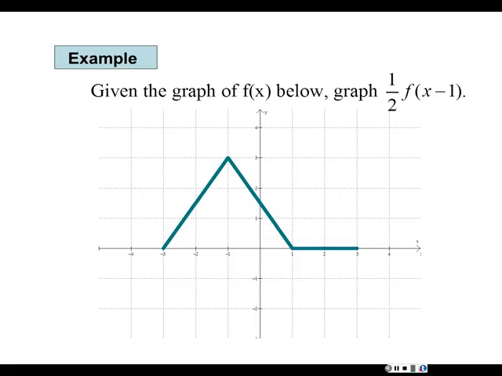shift. And then for the shrinking vertically, at the top it was 3. Because you shrink by 2, the 3 becomes 1.5. So that's what we did. This is 1.5 now. The green line is going to be the new graph. Any question about that?